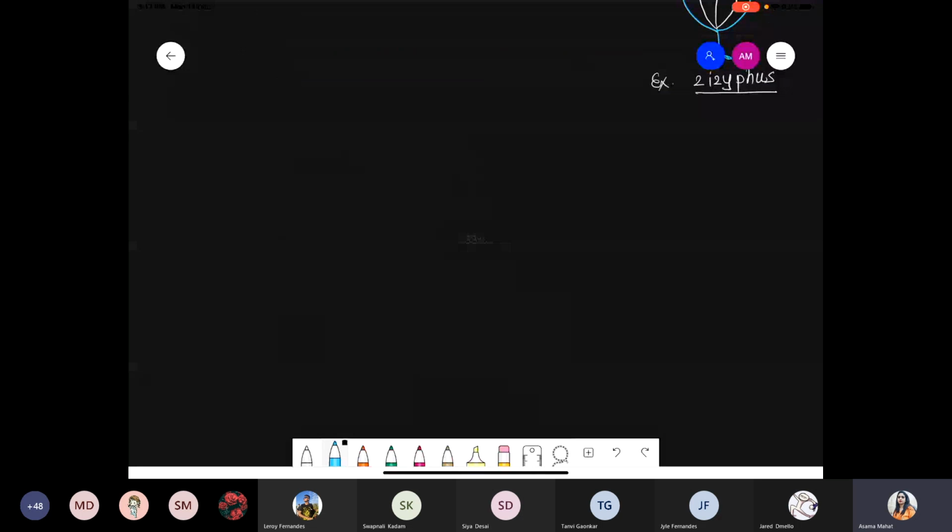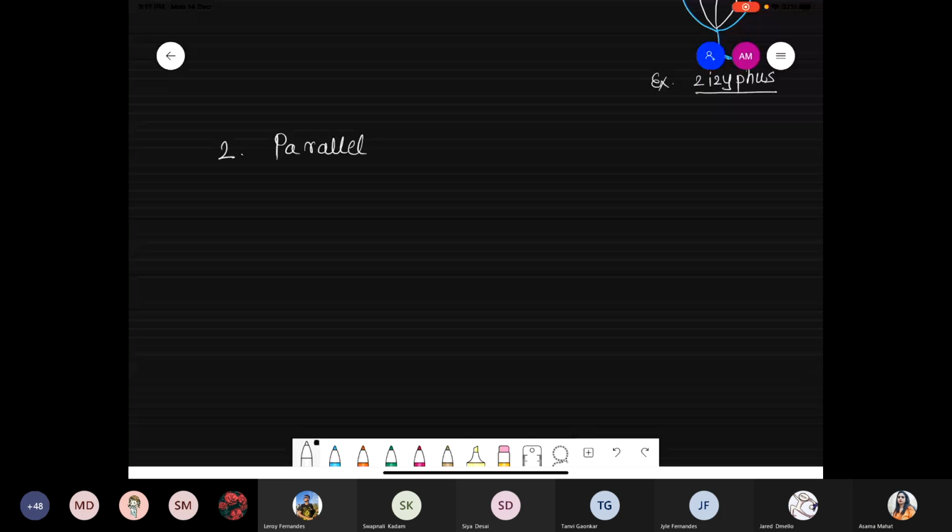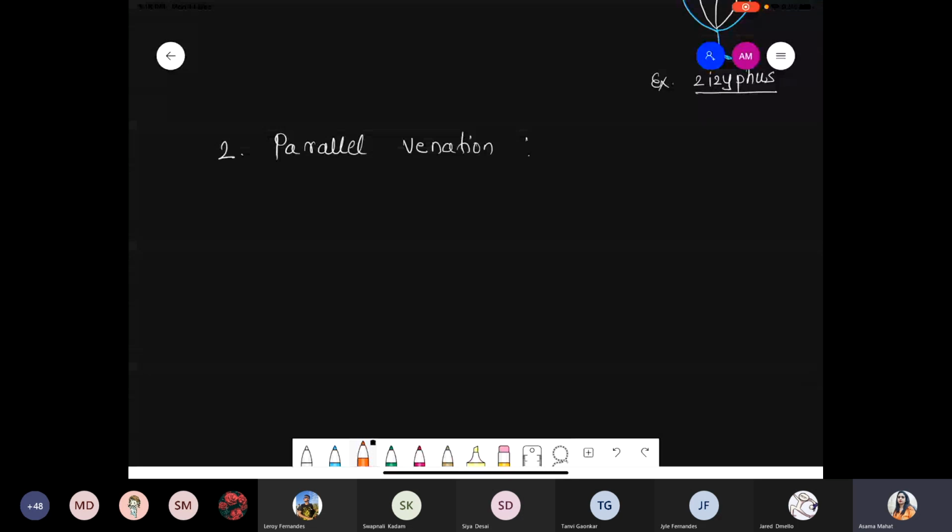Parallel means the veins are arranged in a parallel direction, which is very common in monocots. So the second type of venation is parallel venation. The simple meaning of parallel venation is that the arrangement is parallel. It means there is no network formed. No network, no reticulate venation is present. Such venation is mostly common in monocots.